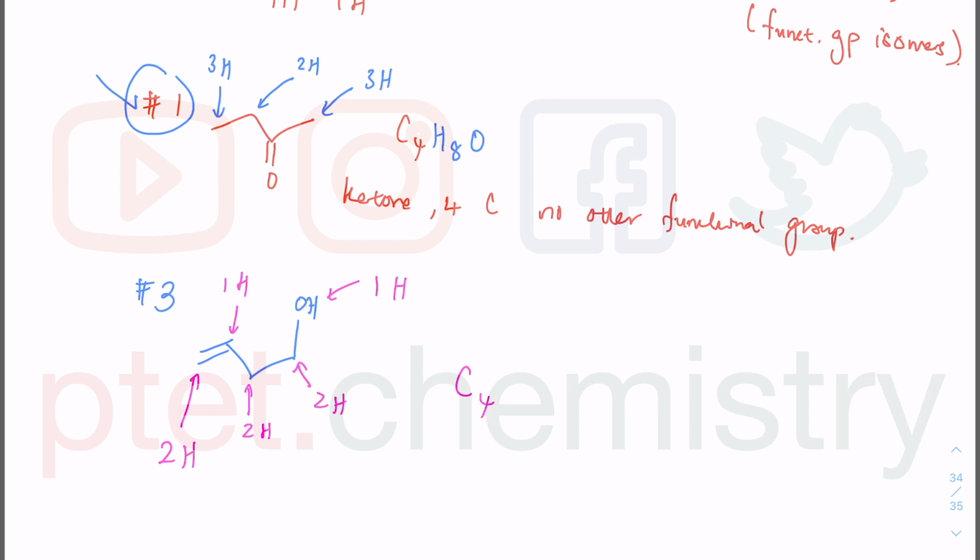Altogether there are 4 carbon, 1, 2, 3, and 4. And then count the hydrogen, 2, 3, 4, 5, 6, 7, 8. So H8 and O. So again, we are looking for substances that have molecular formula C4H8O. 1, 2, and 3 are correct. So therefore, we're looking at option A as the answer there.